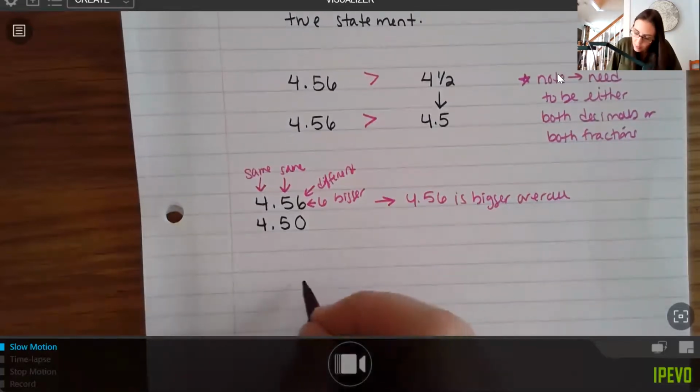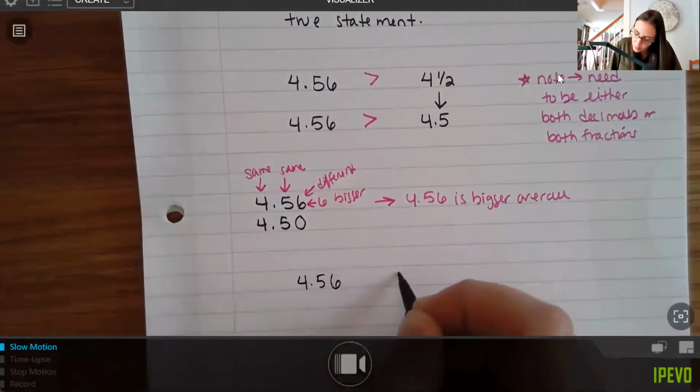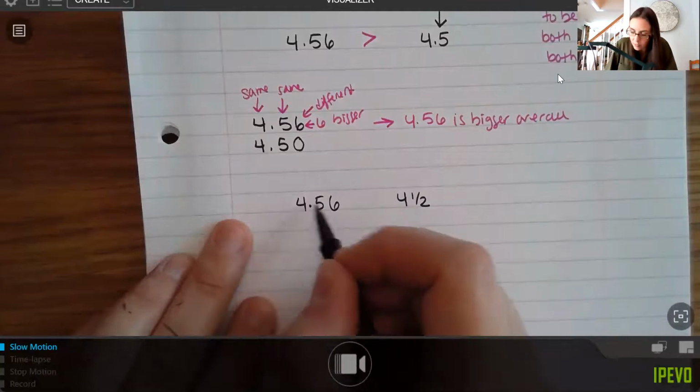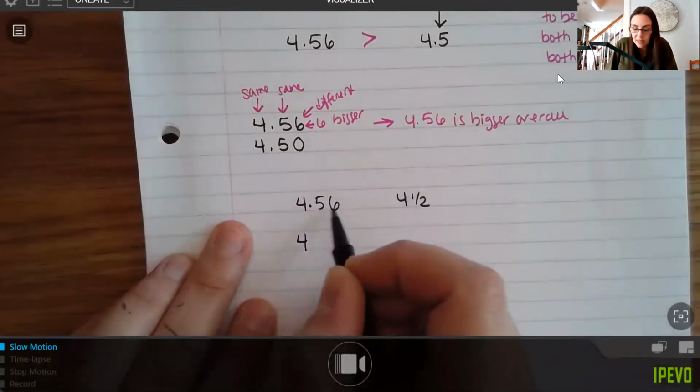Now you can also go the other way. Let's say you wanted to use both fractions here. You could do that too. So remember, we can convert this over. This is read as 56 hundredths.